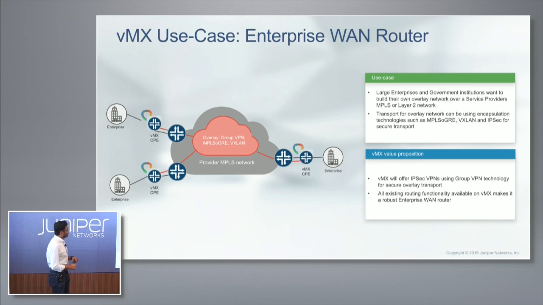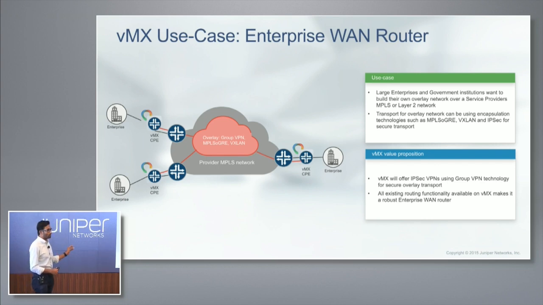Another use case is the enterprise WAN router, where large enterprises and some government institutions want to be able to set up their own networks. They buy an MPLS circuit from a provider and set up their own overlay network, right? With this technology, you can do MPLS over GRE, VXLAN, or even Groove VPNs. So we're actually getting Groove VPN functionality on the VMX. You can set up your own overlay, do your own routing. All you're doing is buying a circuit from your MPLS provider.